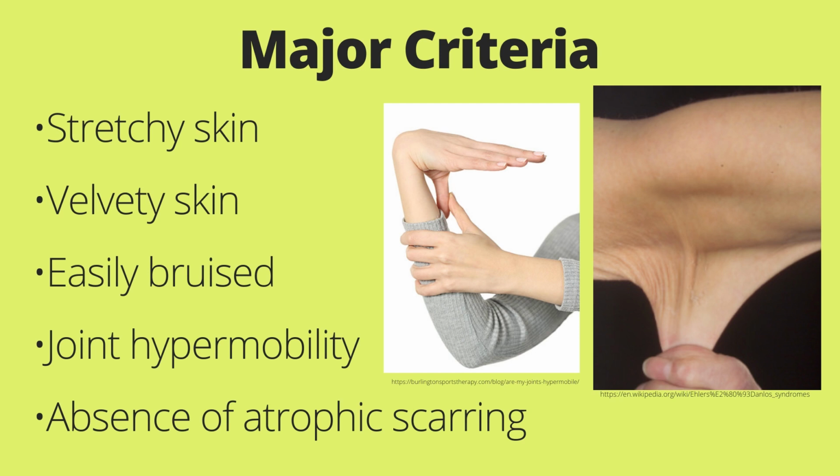The major criteria for CL-EDS includes stretchy skin, velvety skin, easy bruising, joint hypermobility, and an absence of atrophic scarring. Hypermobility is evaluated by the Beighton scale, which will be discussed in another video. It is essentially having pathogenic flexibility of the joints, allowing them to have a higher than normal range of motion.